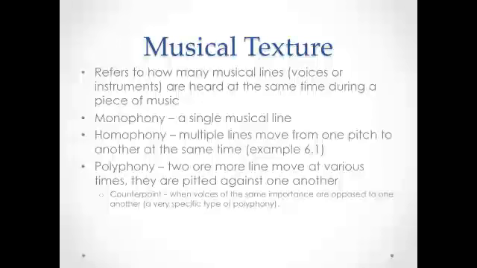Now, the next example, which is actually the most interesting, is polyphony. Polyphony happens when 2 or more lines move at various times. In a sense, they are pitted against one another. So let's take a look at an example of polyphony. What we have is a line that enters by itself, but then another line will join. However, they're not going to work together. They're going to work at various times. So, in a sense, it's an example of a canon. The canon is the simplest example of polyphony.